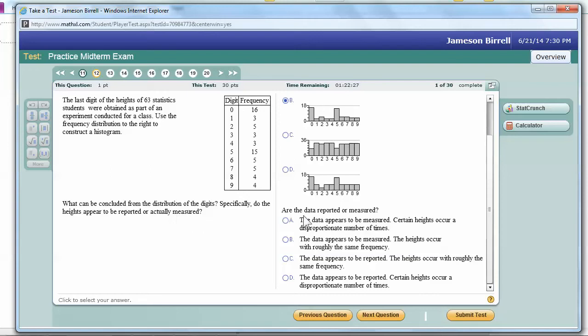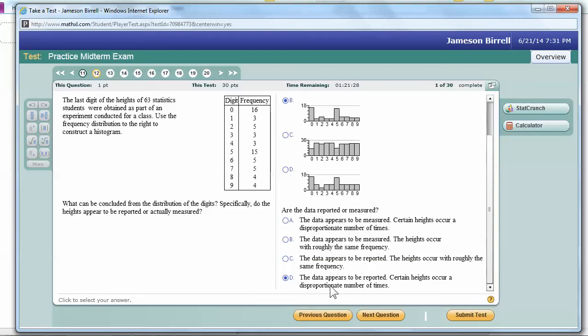Now look at the possible choices here, and I think it kind of gives it away. I'll go ahead and let you first read through them. But down here at the bottom, choice D says, the data appears to be reported. That was that first style where you just ask people how tall they are.